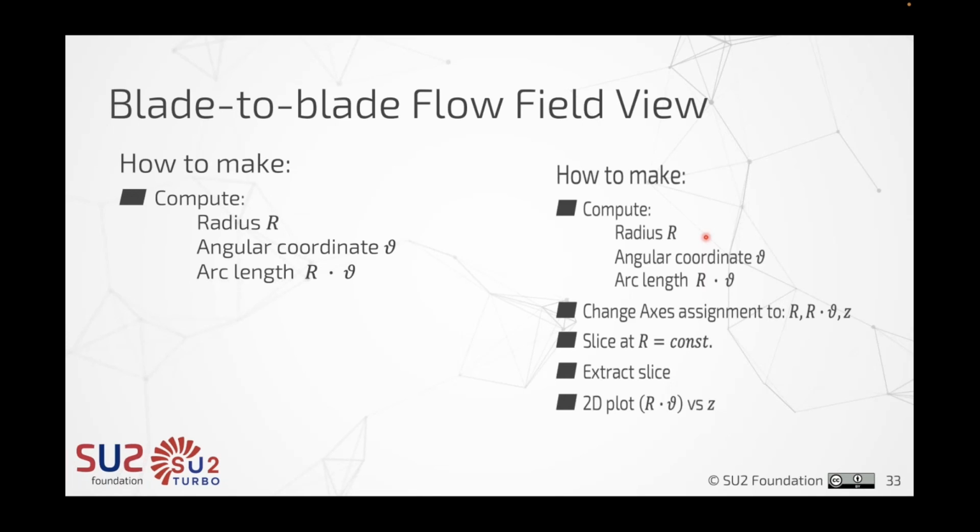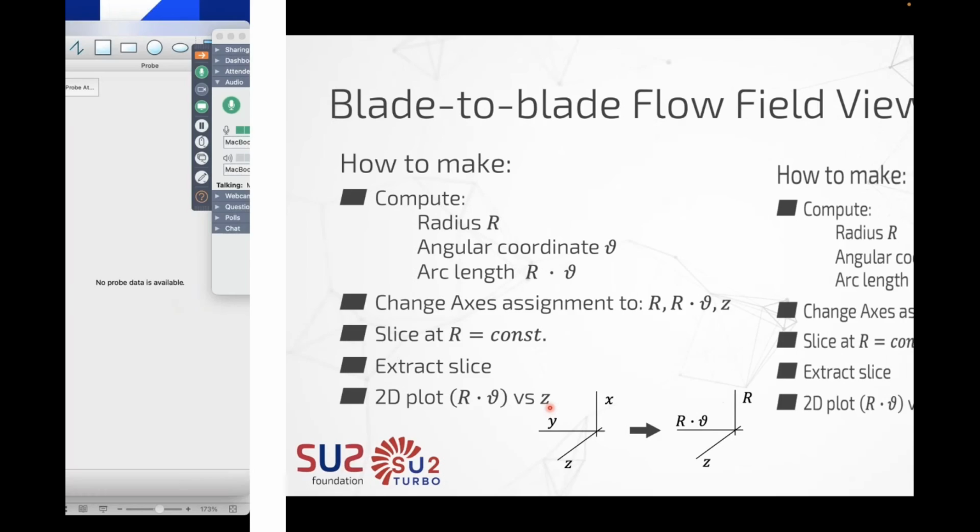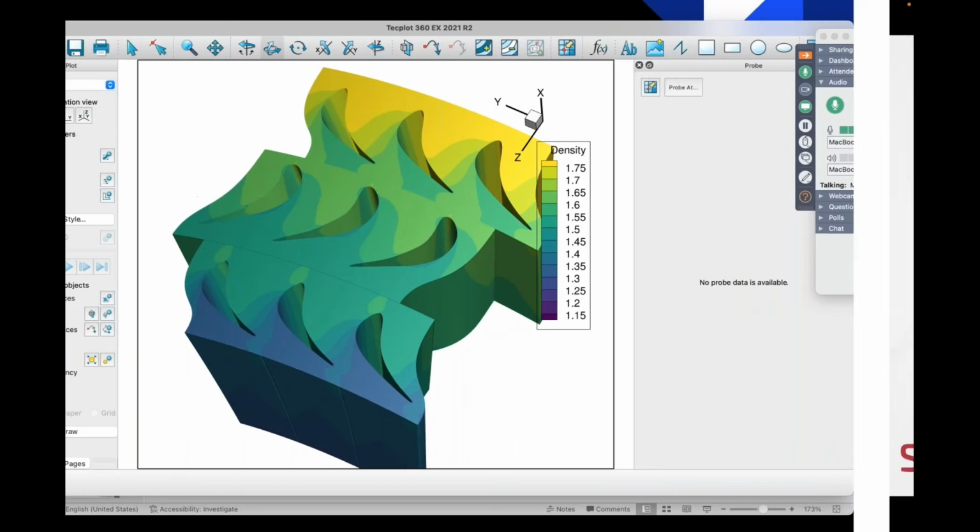Once we have this information, we can change the axis assignment, moving from x, y, and z to r, theta, and z. Once we have this, we are able to slice the domain at constant r, extract the slice, and plot it in 2D under the form of r theta versus z. And let's see how it practically looks like.